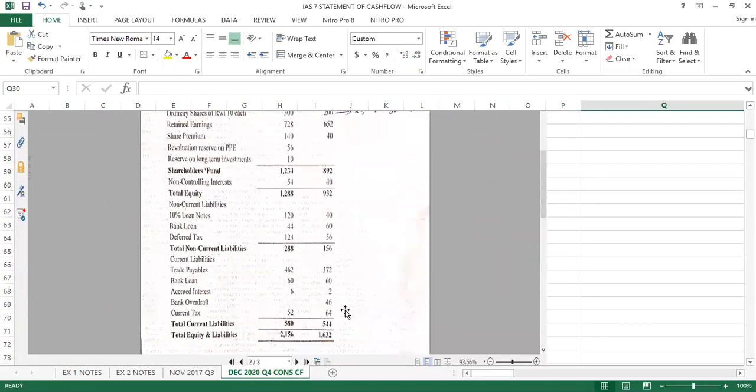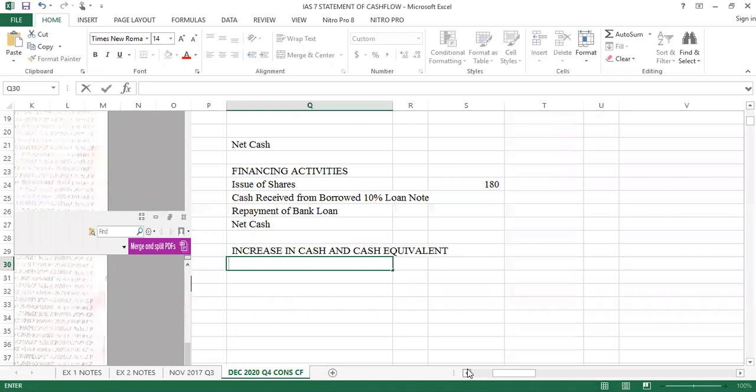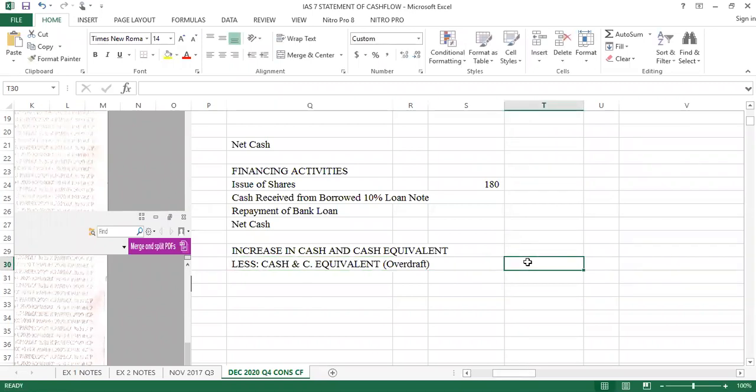Opening cash was a negative. Remember, opening cash was an OD. OD of how much? 46. So you remember that OD, overdraft, was 46. So overdraft is negative. So here you will less, but in other questions you normally add. So you will less cash and cash equivalent. Why do we less? Because it is an overdraft. That is why we less. So less because it's an overdraft. So it was how much? 46. So we will less 46.